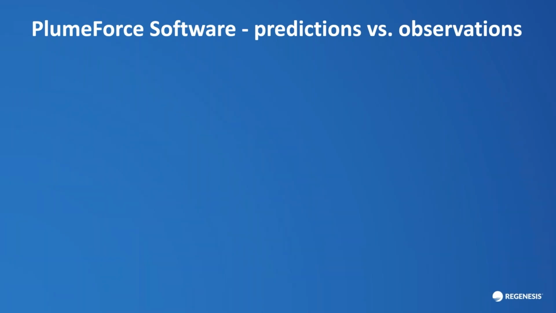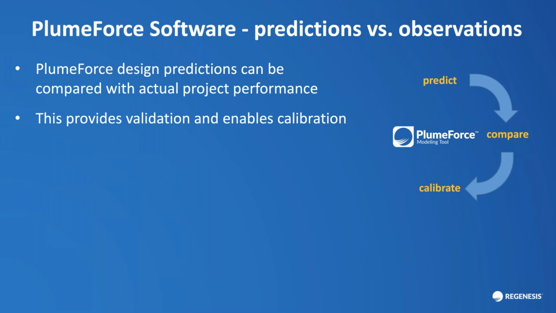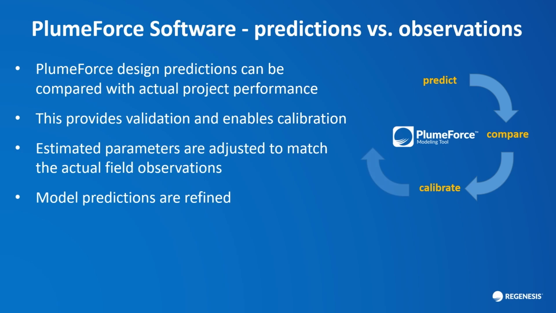So what we do is we look at the predictions and we compare them to what's actually happened in the real world application. This provides validation and enables calibration of the model for that particular site. And so once we've got the calibration and we can see how numbers are actually tracking, then the estimated parameters in the model can be adjusted to match the actual field observations, and the model predictions for that site can then be refined. This will give us a better idea of the longevity of the performance or whether any adjustments might be necessary. And this can be done normally within the first few months post-application.